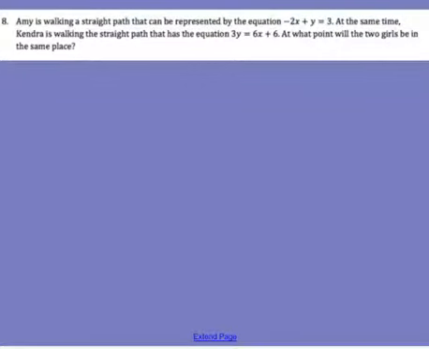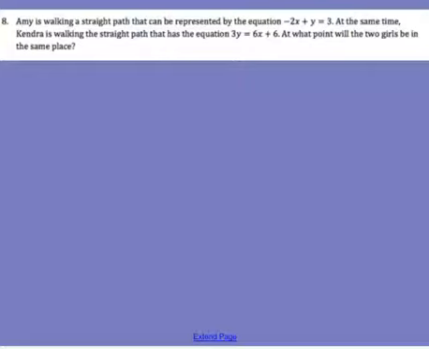Amy is walking a straight path that can be represented by the equation negative 2x plus y equals 3. At the same time, Kendra is walking a straight path that has the equation 3y equals 6x plus 6. At what point will the two girls be in the same place?